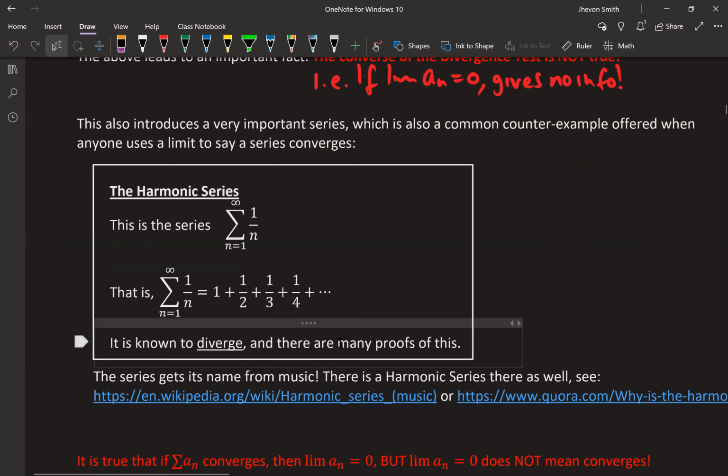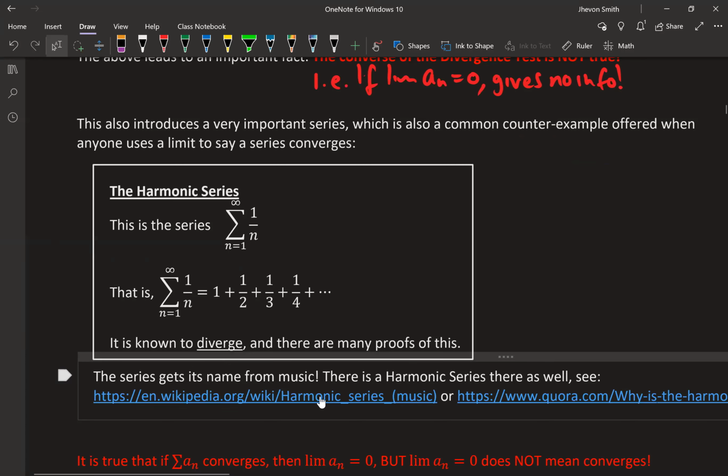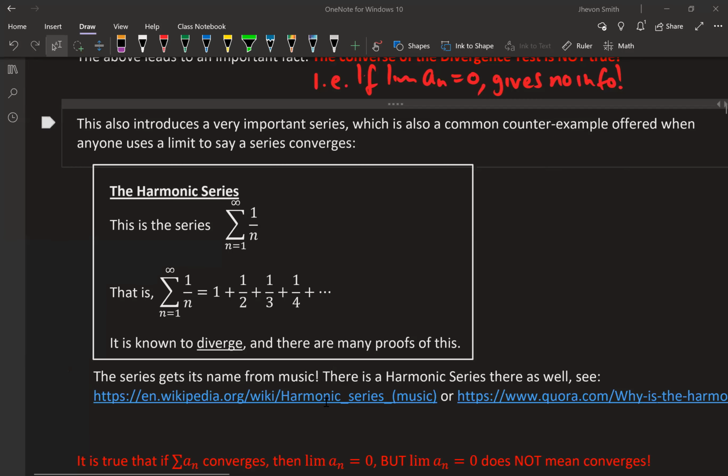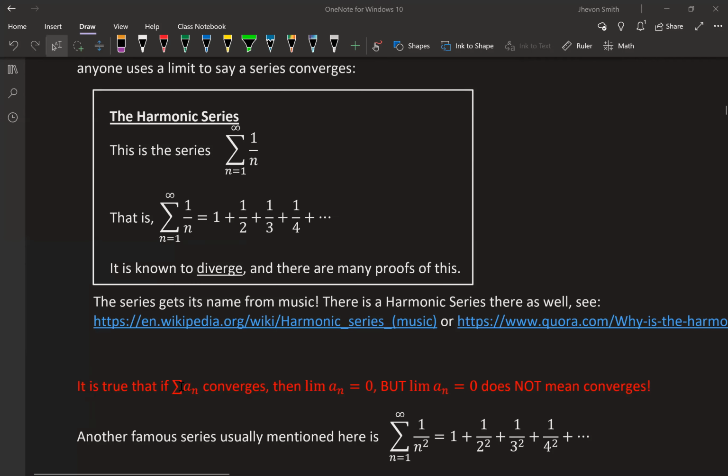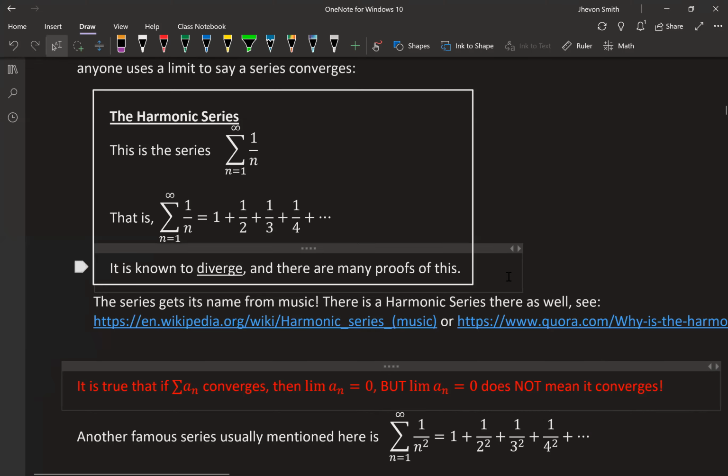If you're curious as to where the name, the harmonic series, comes from, it is actually connected to music. There is something called a harmonic series in music, I think it's usually in stringed instruments. And there are some articles I put over here on that in case you're interested. But yeah, it's true that if a series converges, then the limit will be 0, but the limit being 0 does not mean it converges.